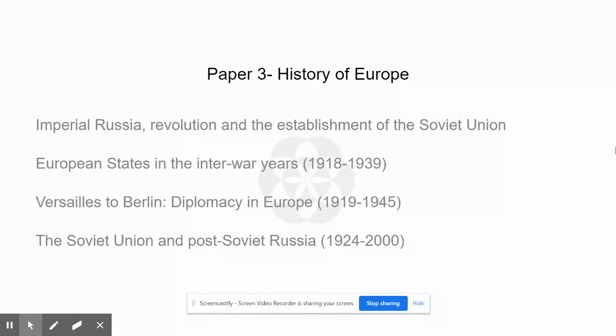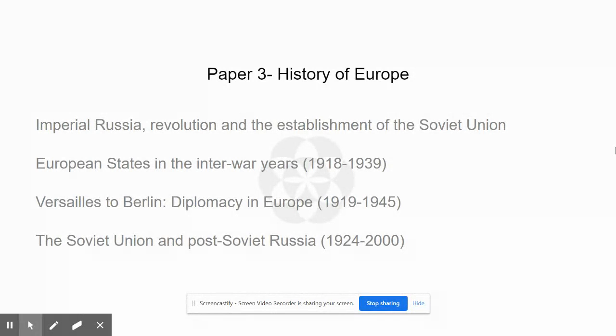And finally, paper 3. If you're a higher level student, you have to study paper 3. If you're a standard level student, you only study paper 1 and paper 2. So there's a mixture of different topics we can study. There's actually 17 topics in paper 3 for the history of Europe. These are a sample of the ones that we've looked at over the last 3 or 4 years.